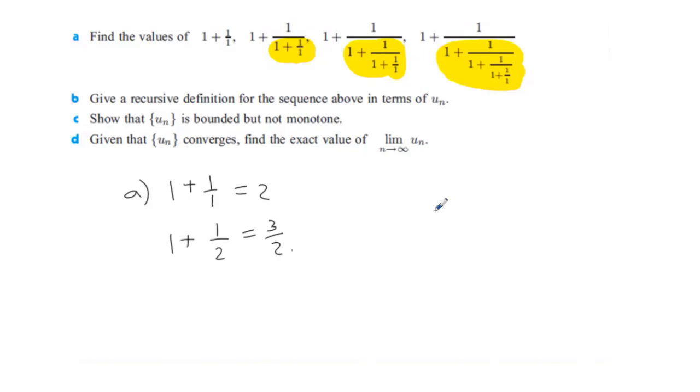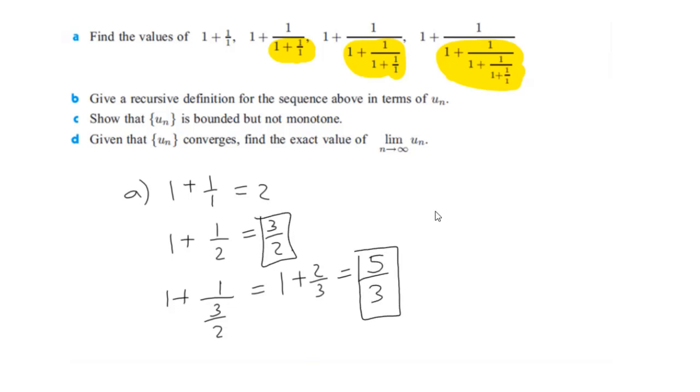The third term is going to be 1 plus 1 over the second term, 3 over 2. If you think about it, 1 over something means the reciprocal. So it's really 1 plus the reciprocal of 3 over 2, which is 2 over 3. So that's 1 plus 2 over 3. And so that's 3 over 3 plus 2 over 3, which is 5 over 3. I'm going to put a box around it so I don't lose terms.